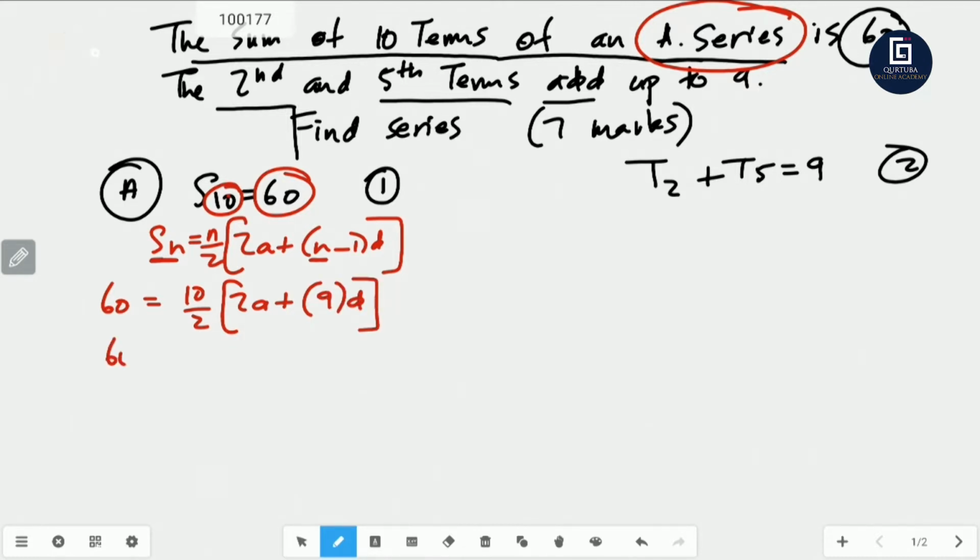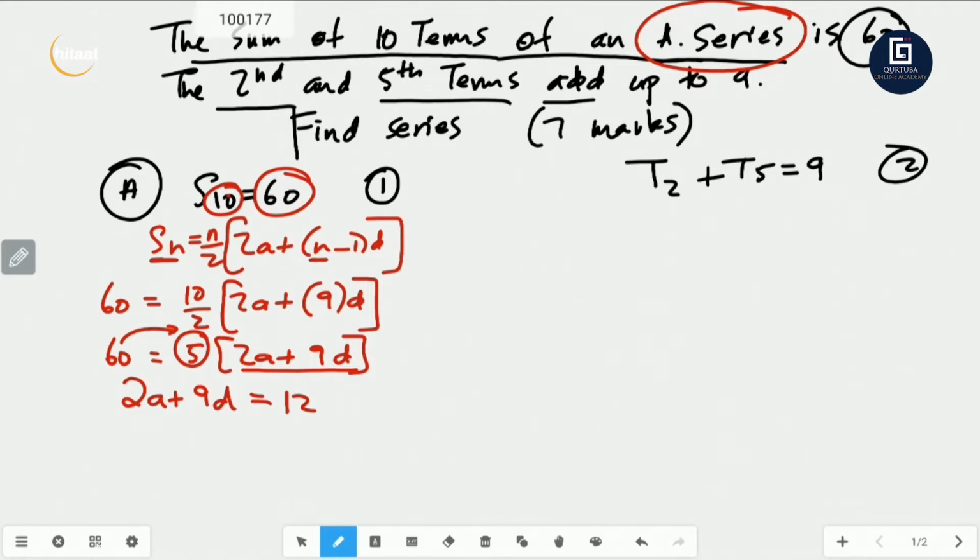So 60 is equal to 10 divided by 2. You all should know your timetables by now. 10 divided by 2 is 5 into 2a plus 9d. And here we go, divide by 5, we want to get rid of the 5. Divide by 5, divide by 5. Your first equation: 2a plus 9d is equal to 60 divided by 5, which is 12. That is equation number 1.